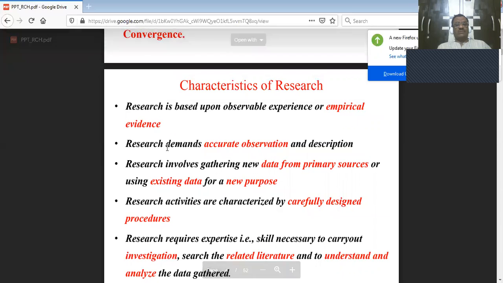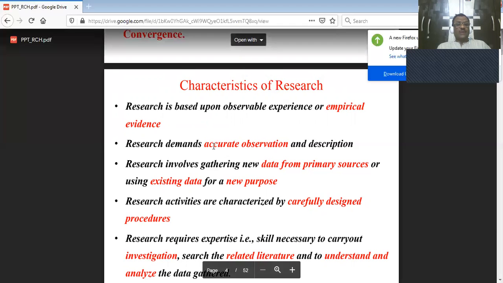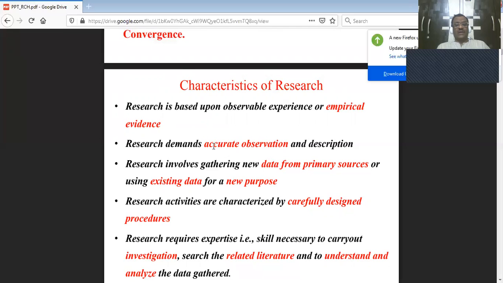Now, research demands accurate observations. The observations should be very accurate and very much fact based. You should have some kind of ethics. What is exactly observed, you should report it exactly, without any bias, without any prejudice, without any compulsions either to report or not to report. You should have a free and fair mindedness while reporting your observations. This is what I am saying: accurate observations, and all these observations should be accurately described.